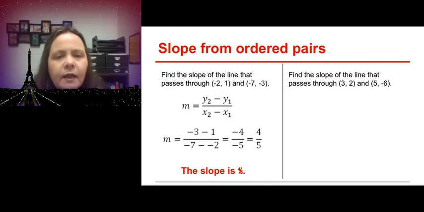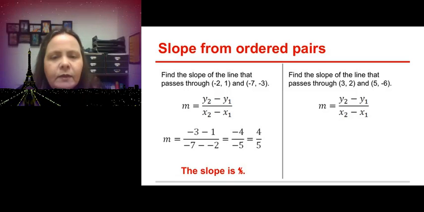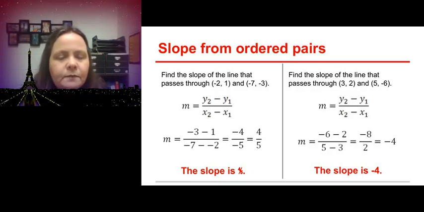All right, let's look at another one. I'm going to find the slope of the line that passes through (3, 2) and (5, negative 6). So I'm going to start with my formula. M equals y sub 2 minus y sub 1 over x sub 2 minus x sub 1. And I'm going to substitute. Negative 6 is my y sub 2. So I have negative 6 minus 2 because y sub 1 is 2. And then x sub 2 is 5. So I have 5 minus 3. And then when I simplify, I get negative 8 over positive 2. And that can be simplified further to just give me negative 4. So here my slope is negative 4.